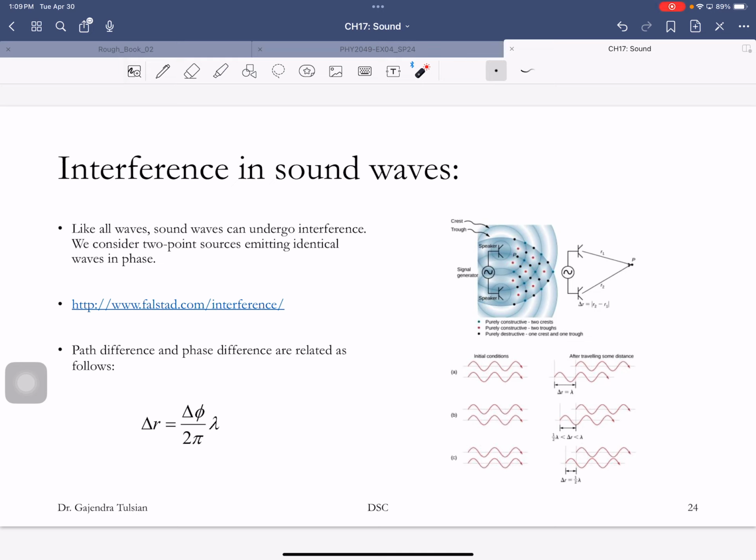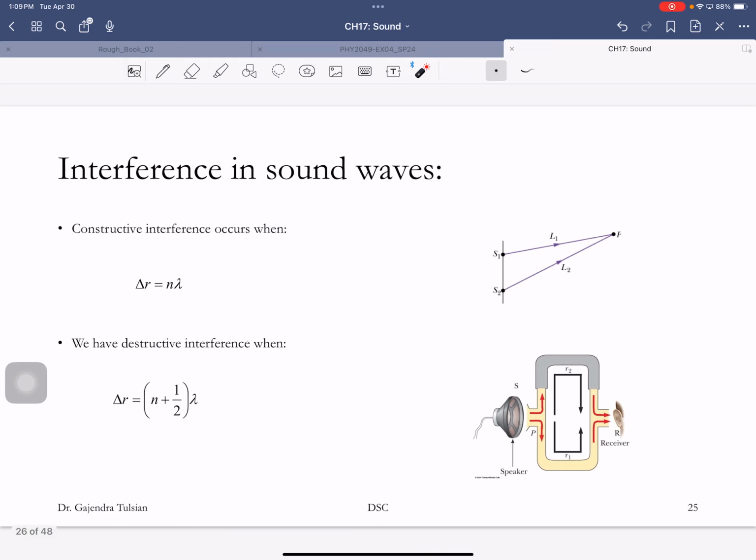All right, so you see whether you have constructive or destructive interference will depend on the path difference. So delta R is the difference in the length of the two paths. And this is the phase difference. Okay, we won't worry about this formula. This is what's more relevant. Delta R is n lambda. When the path difference is an integer multiple times the wavelength, then you have constructive interference. When the path difference is a half integer times the wavelength, then you have destructive interference. Okay.